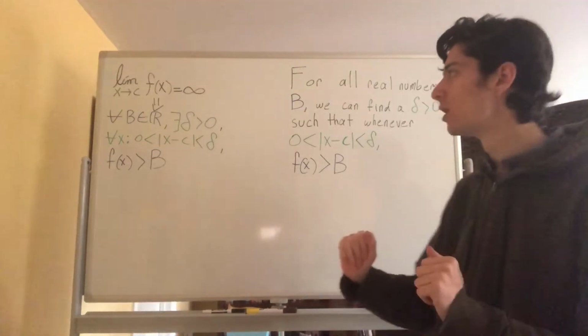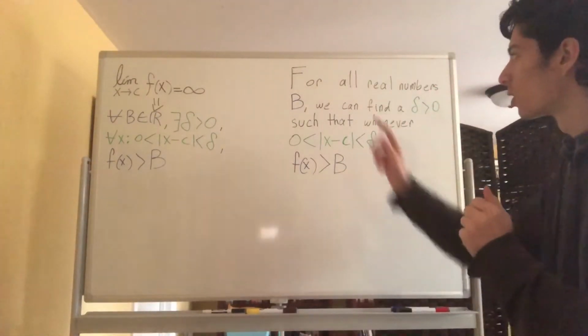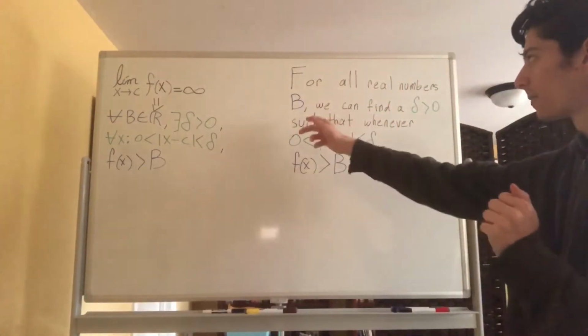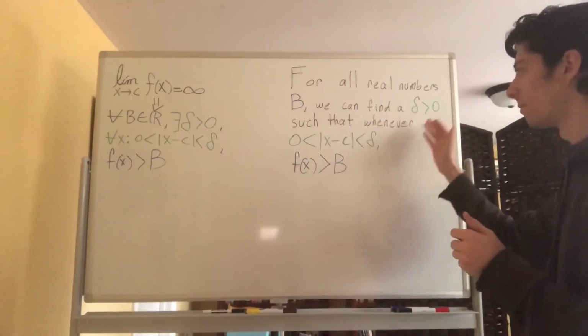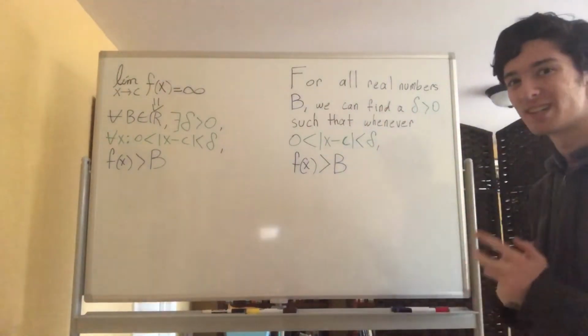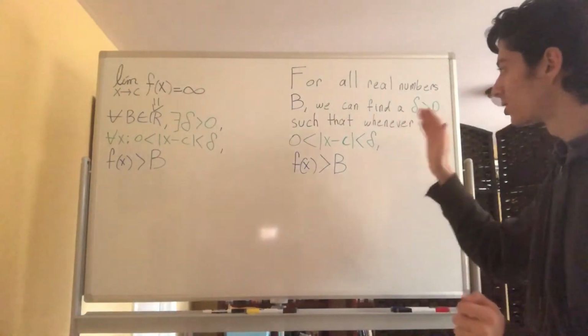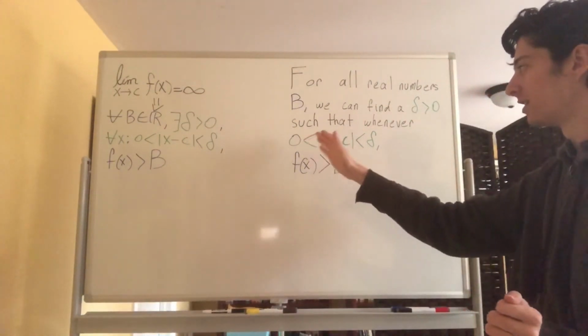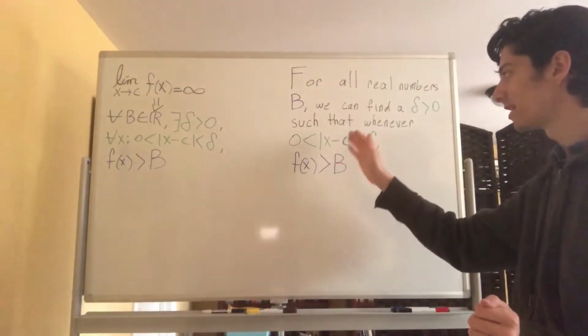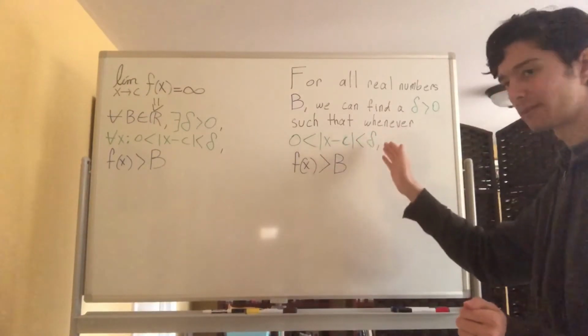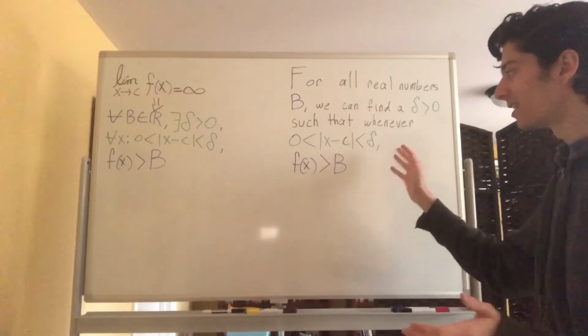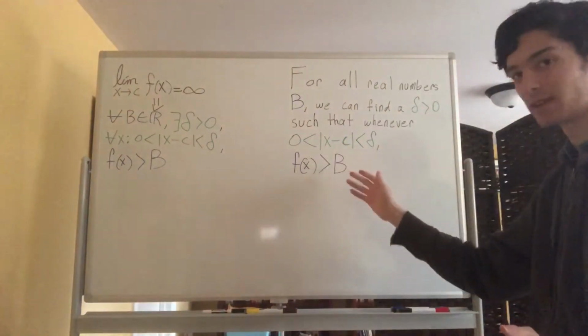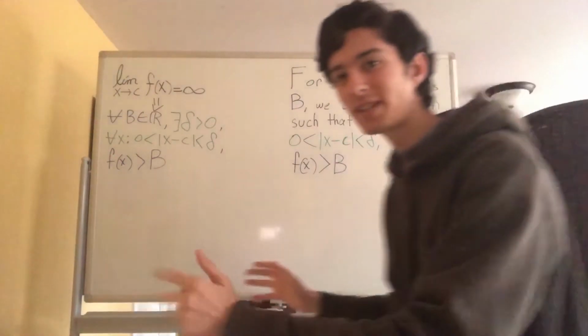So now we are ready for the rigorous definition of our limit. So let's take a look. We say, for all real numbers b, we can find a positive delta. Delta's a distance, such that whenever 0 is less than the absolute value of x minus c, which is less than delta, then f of x will be greater than b. And I've described it in quantifiers.